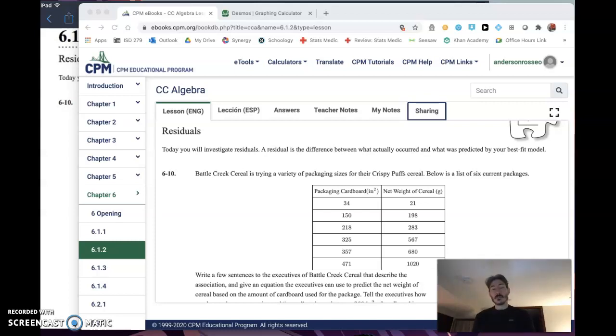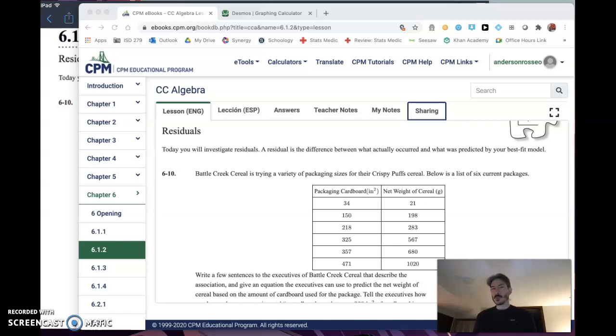Okay? And we start with the frame in problem 6.10. It says, Battle Creek Cereal is trying a variety of packaging sizes for their Crispy Puff cereal. Below is a list of 6 current packages. You can see in the independent variable column, the X column, we have packaging cardboard in square inches. In the Y, or dependent variable column, we have the net weight of the cereal, right? Makes sense there's probably a relationship.